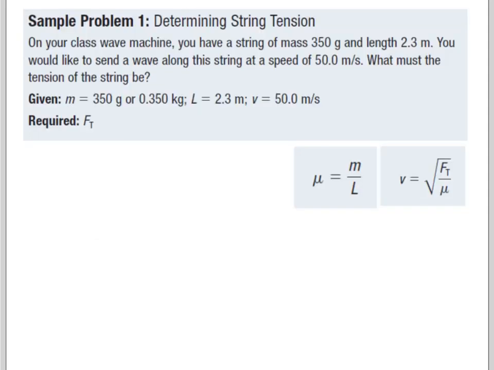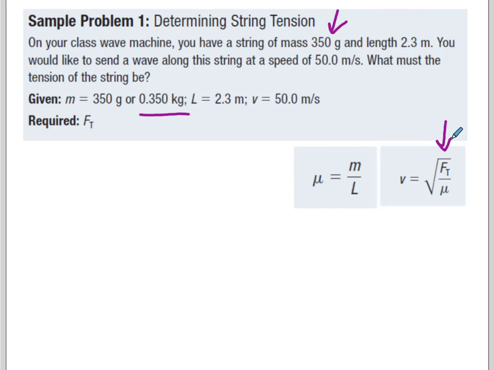So here's what we have. On your class wave machine, you have a string of mass 350 grams and length 2.3 meters. First things first, that makes me nervous, because it's in grams. You would like to send a wave along the string at 50 meters per second. What must the tension of the string be? You'll notice they've converted it to kilograms, which is awesome. So we're looking for F_t.